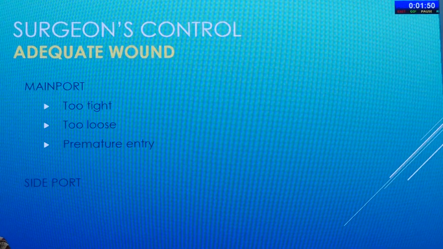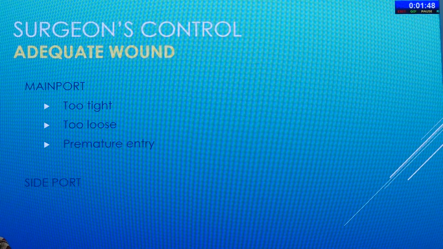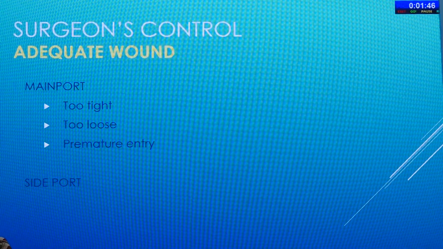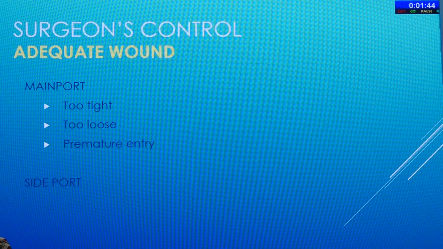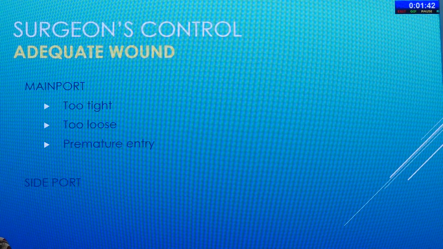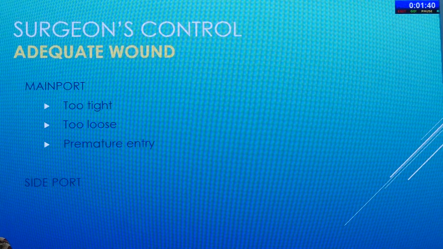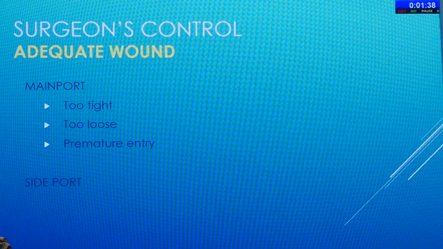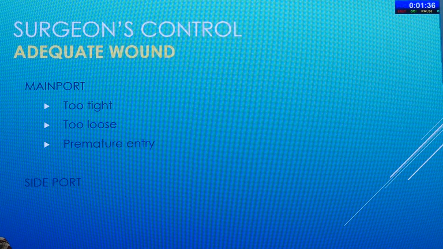It shouldn't be too loose. It shouldn't be a premature entry. Too loose main ports and side ports will cause a lot of wound leak. It is not a good idea. It will augment the surge. Similarly, premature entries create a lot of problems, a lot of fluid leaks. Every time we enter and exit with our handpiece, a lot of fluid is withdrawn, and so it causes surge. So adequate wound construction is of paramount importance. When it is in our hands to make a good wound, there is less surge.